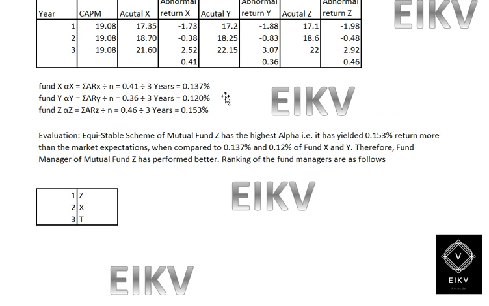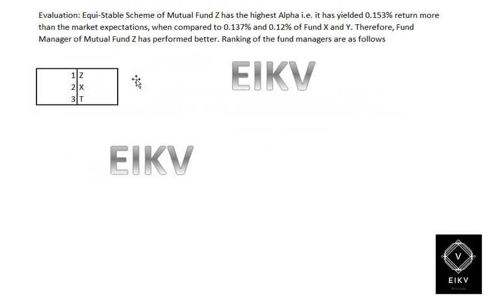So guys, when we check the differences, all the differences are positive, which means all the mutual funds have outperformed the market. Out of these three, we need to check which one is the highest. Mutual fund Z is much higher, which is 0.153 compared to the other two. So it is the best one from these figures. Therefore, the ranking would be first Z, second X, and third Y.